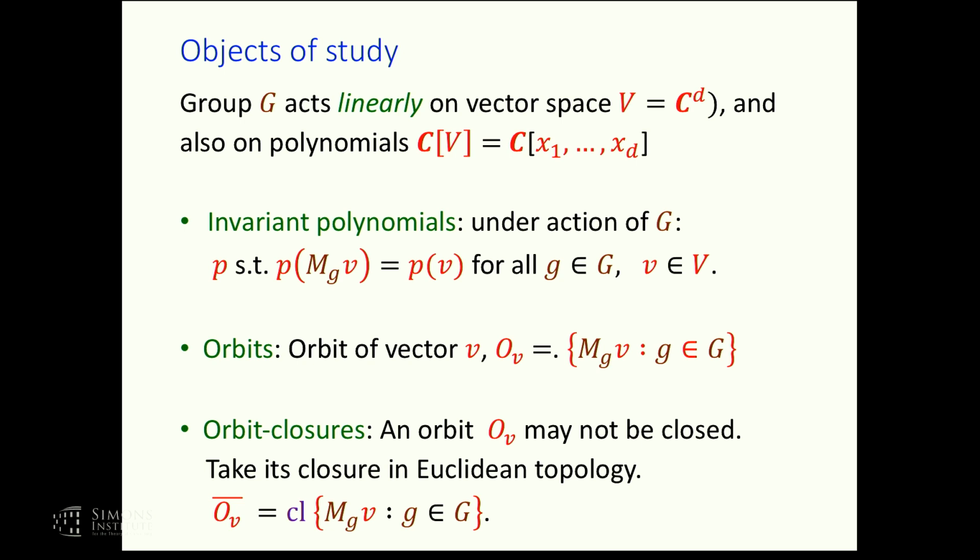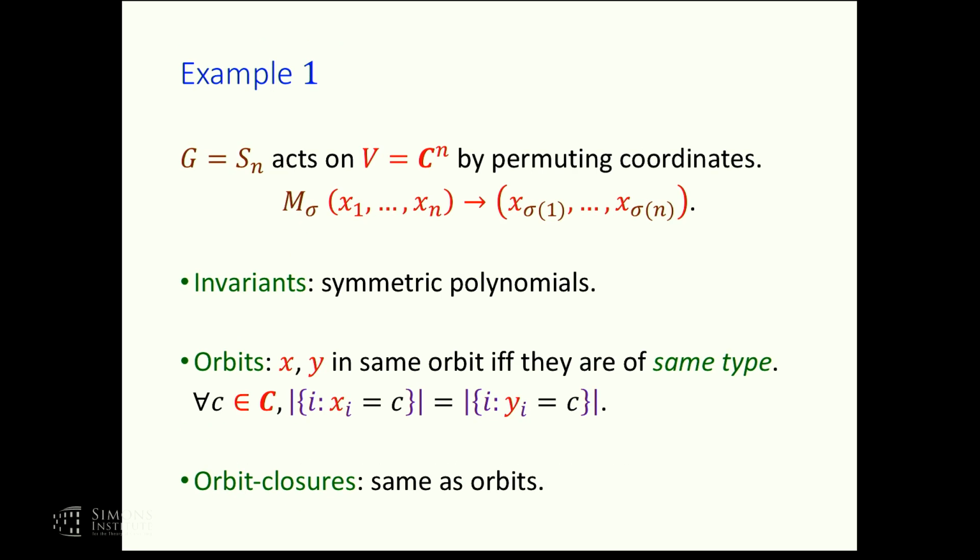Okay, so these are the three, and let me give you some examples, again, that you are familiar with of these objects. If G is Sn acting by permutations, then the invariant polynomials, you know what they are. They are the symmetric polynomials. They are called symmetric because it's a symmetric group. You don't care about the order of variables in the polynomial. When are two vectors in the same orbit? If they have the same number of components of each value, right? Then, and only then, can the group move one to the other. And what about closures? Well, it's a finite group, so everything is discrete.